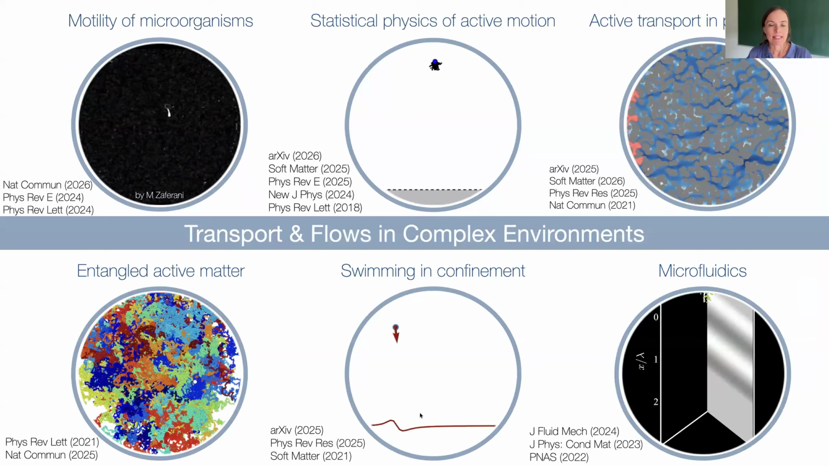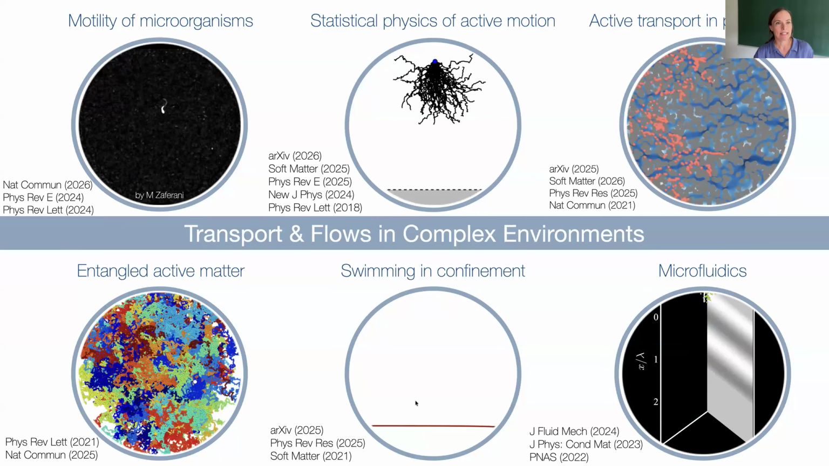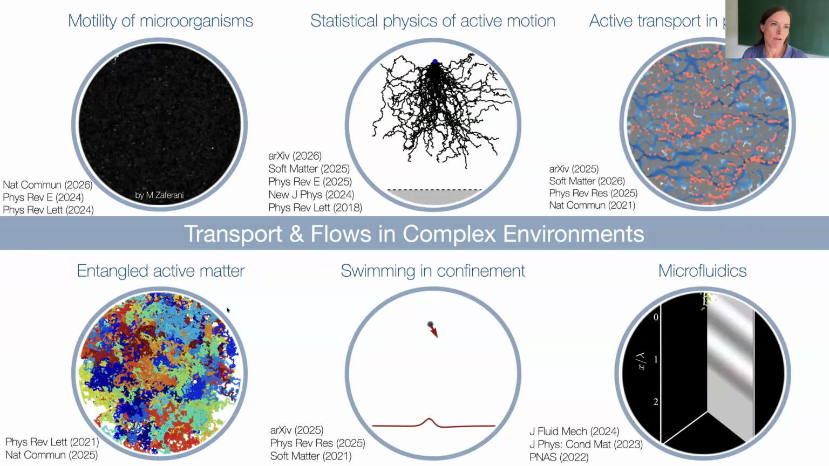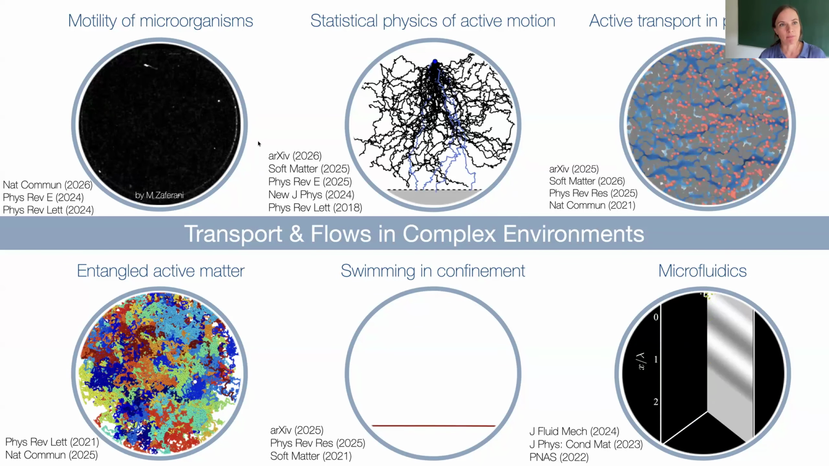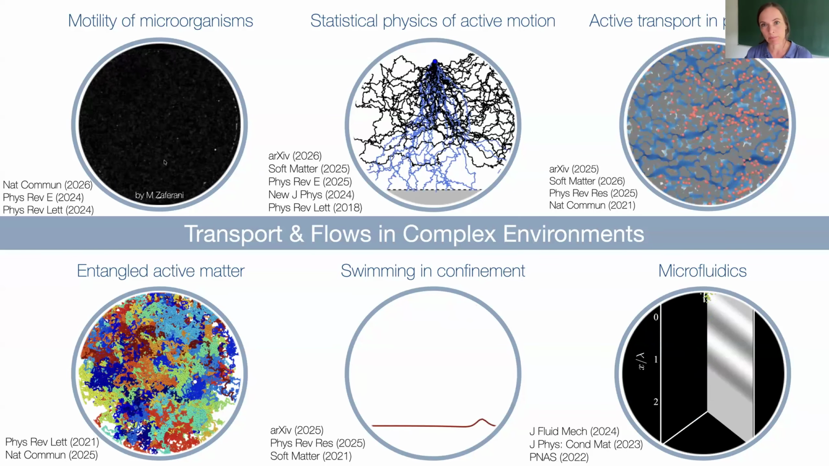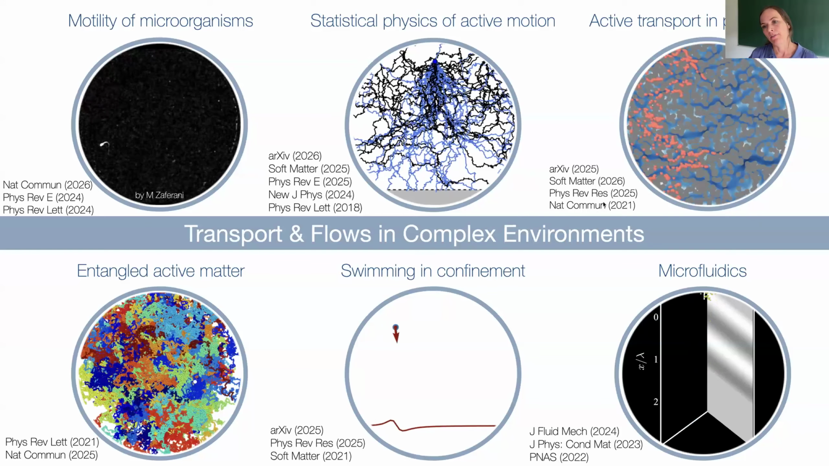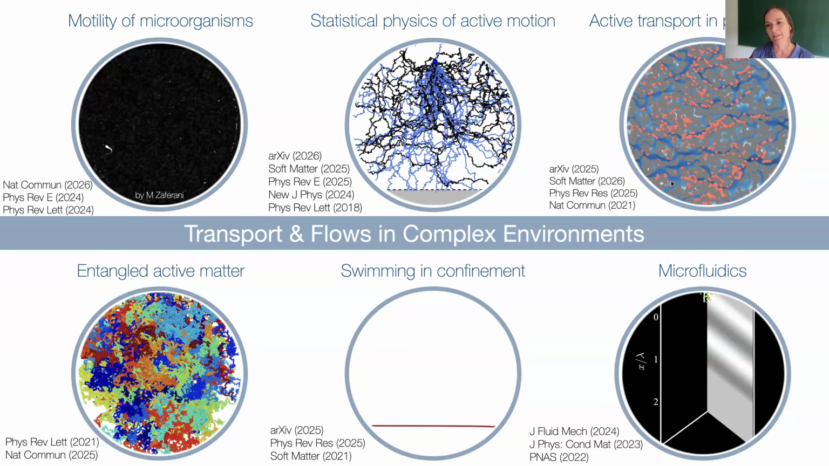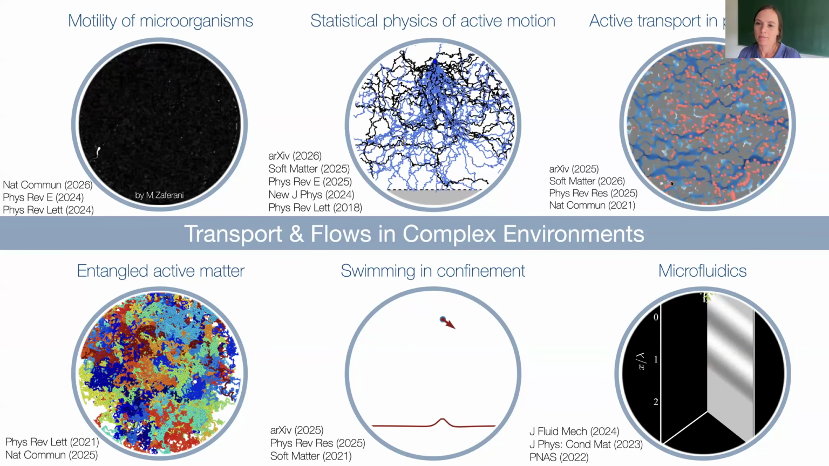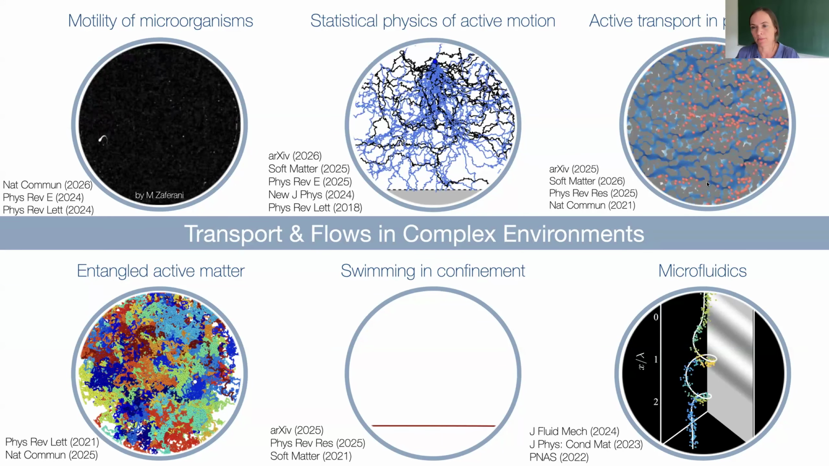Now, these are topics that my group is really interested in, and in the recent past, we've been focusing on studying the motility of microorganisms such as sperm and E. coli. We're developing active statistical physics of active transport and thinking about first passage time problems. And we're also really interested in how flows and active motion together shape transport through porous materials.